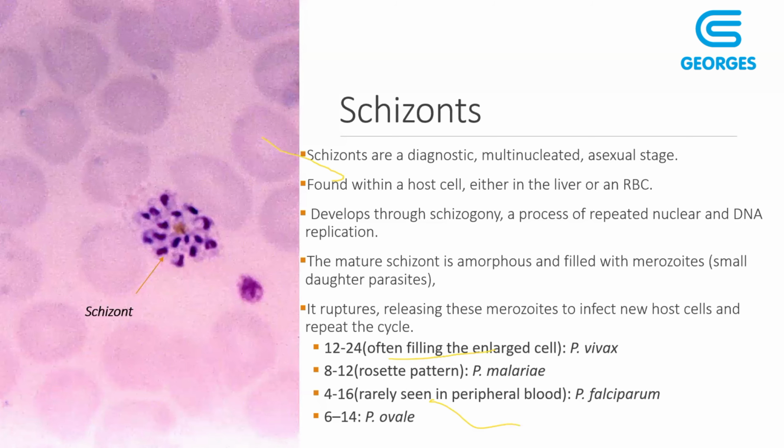And then P. falciparum, rarely seen in blood film. They are 4 to 16. And then you can get 6 to 14, that is for P. ovale schizonts.